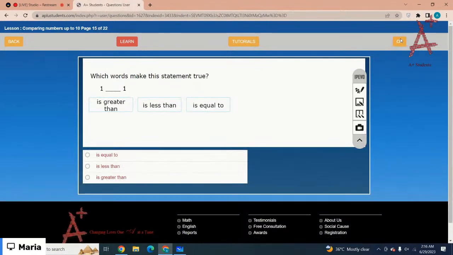Which words makes the statement true? The numbers are exactly same, so they are equal. Both the numbers are exactly same, so they are equal.